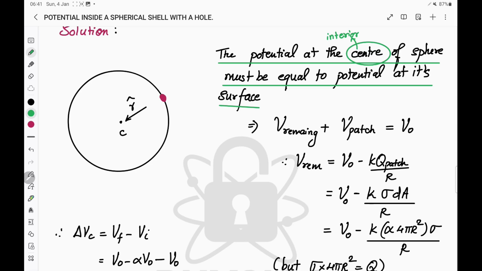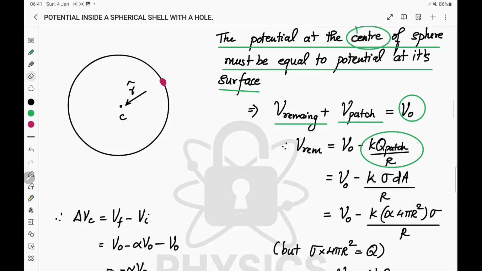So that means potential due to the remaining sphere plus potential due to the patch should add up to give you V naught at the center. The potential due to the patch is easy to calculate because the patch is a point charge. So for the calculation of the potential of the patch, we can simply write KQ patch divided by R.